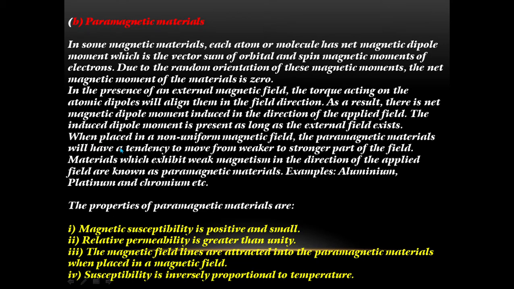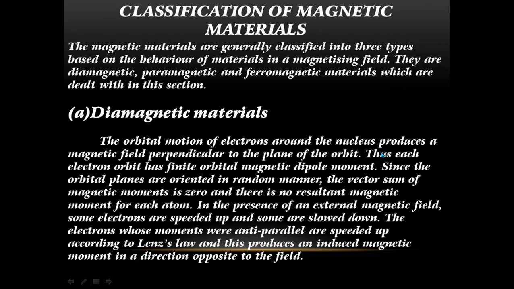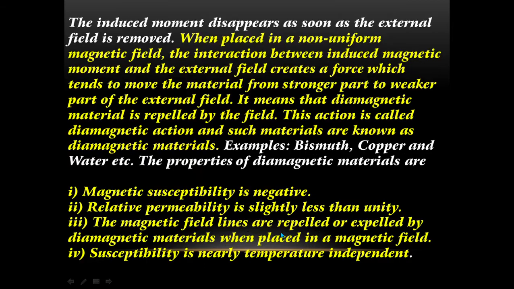When a paramagnetic material is placed in a non-uniform magnetic field, the paramagnetic material will have a tendency to move from the weaker to the stronger part of the field. So, last point here, the movement is from the weaker to the stronger part.